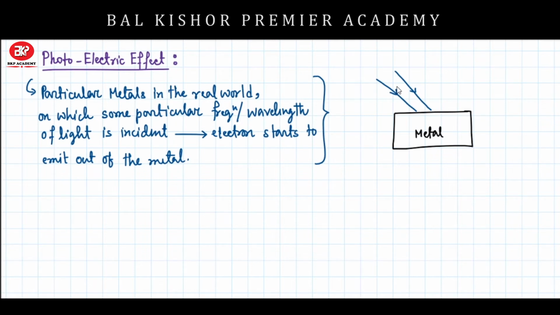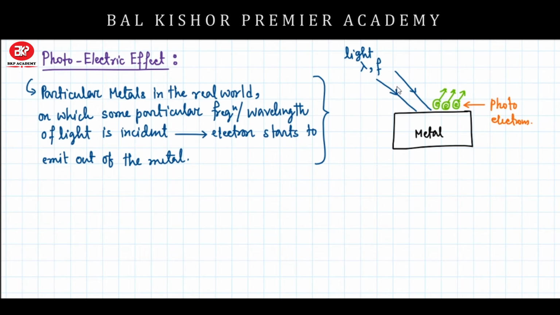That means if some value of lambda or some value of frequency of light is incident on this metal, then some amount of electrons will start to emit out of the metal due to the incidence of the light. This is called the photoelectric effect, and these electrons are called photoelectrons. The electrons generated by the light are called photoelectrons. So from the photoelectric effect we can see that there are some particular types of metals in this real world in which, if some particular frequency or wavelength of light is incident, then electrons start to emit out of the metal.